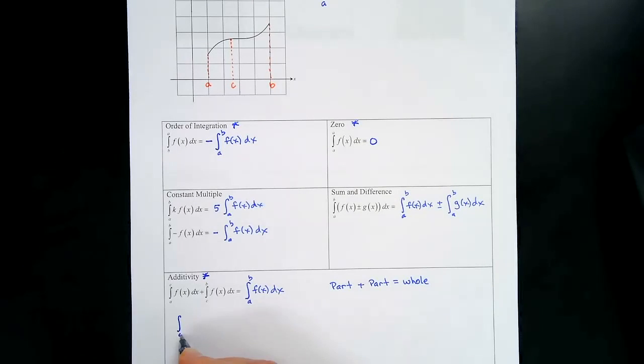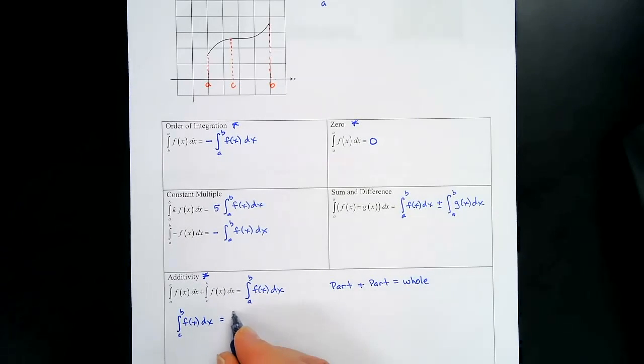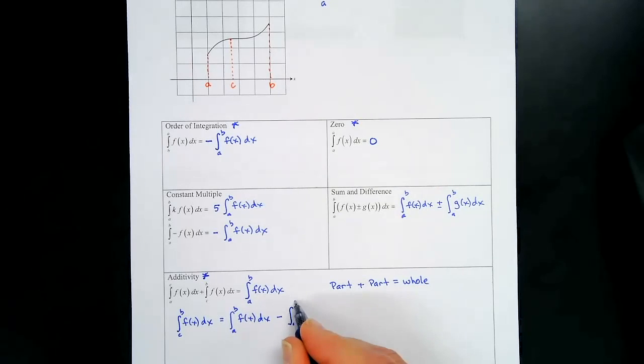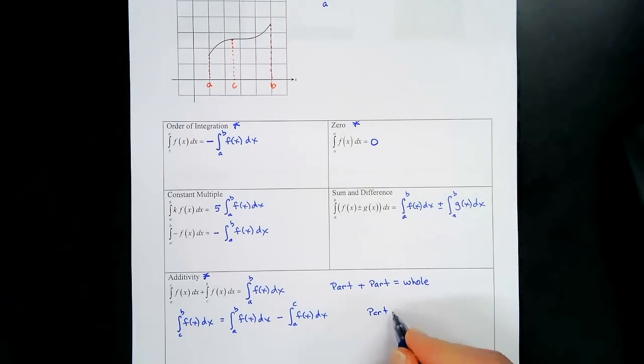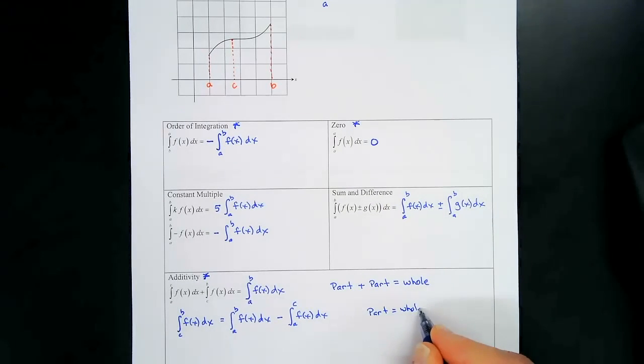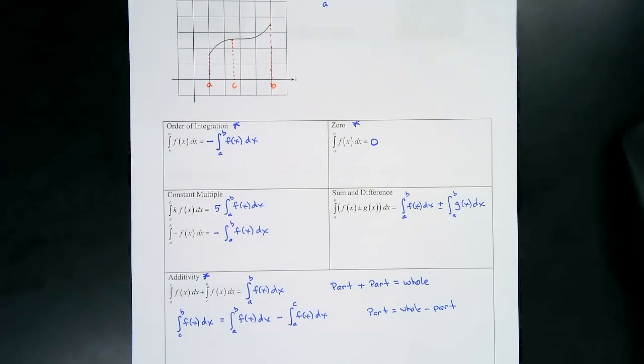So if we need to find the integral from C to B of f of x dx, that could equal the integral from A to B of f of x dx. And we've moved this one over, so it's going to be minus the integral from A to C of f of x dx. And in essence here, what we have is the part is equal to the whole minus the other part. Okay. And then you could move it around so you have another one too, right?